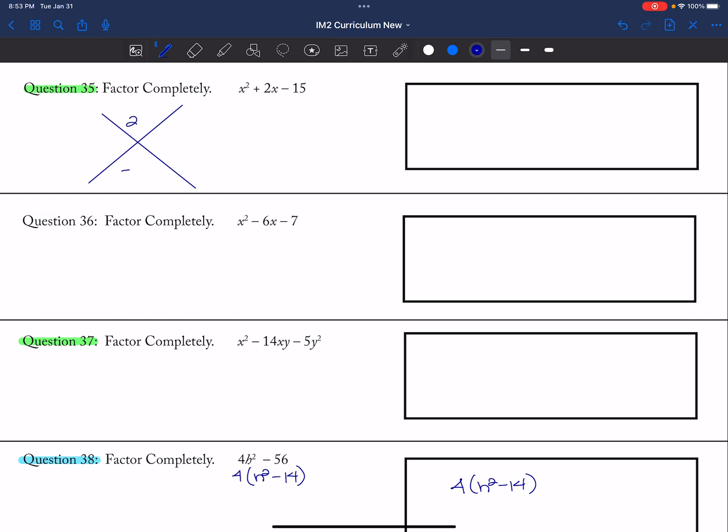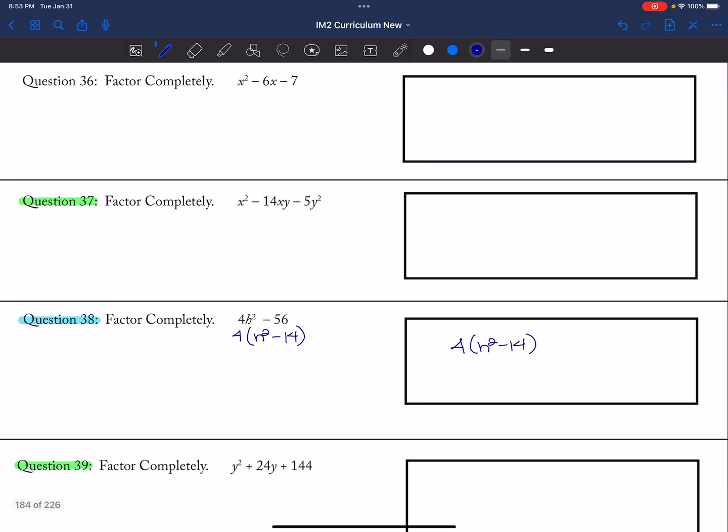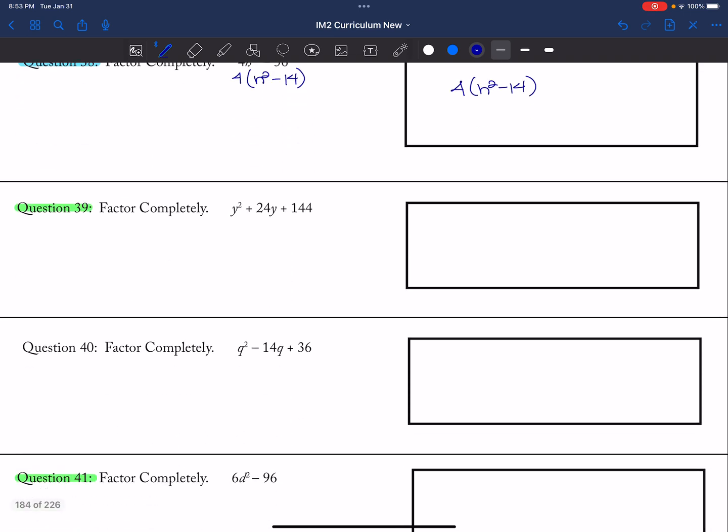Okay. So 2 on the top, negative 15 on the bottom, 1 and 15, 3 and 5. So this is 5 and negative 3. So x minus 3, x plus 5. And remember, it doesn't make any difference which way you write them. Okay, that's not going to factor at all. Okay, so I can't have a negative 4. Oh my gosh. A negative 14 on the top and a negative 5 on the bottom. So this is prime.